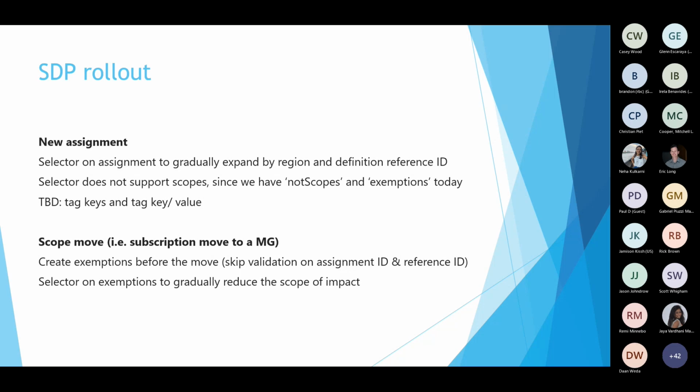And then lastly, we're debating on whether to include tag keys and tag key and values in here or not. The reasons being we don't want this to become another policy definition, essentially, right? The scenarios in which to use a selector is specifically for the gradual rollout. And we are a little bit concerned at the moment we start bringing in tag keys and tag key and values. There's a number of ways in which customers may want to express those items.